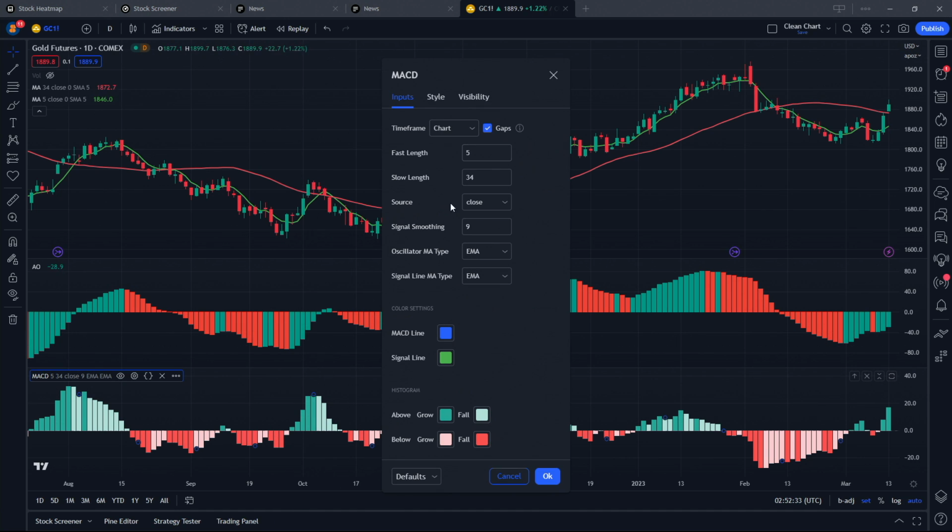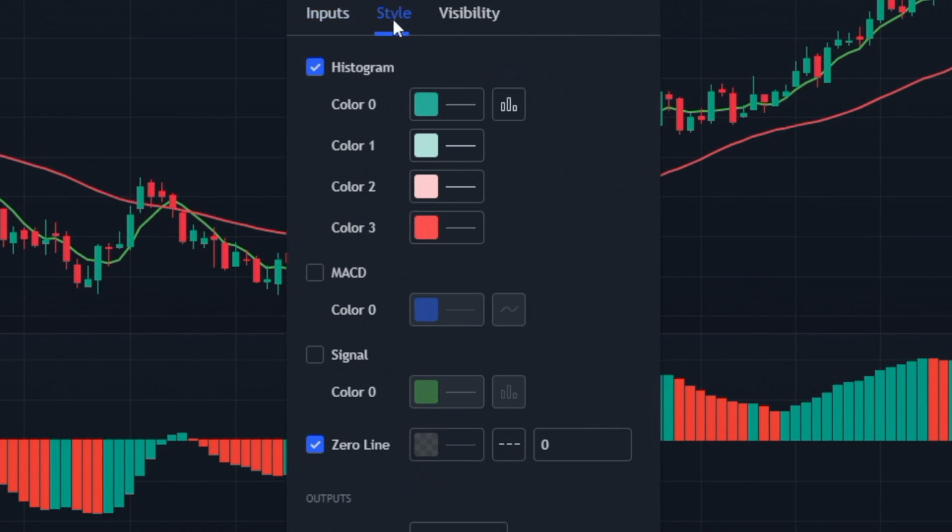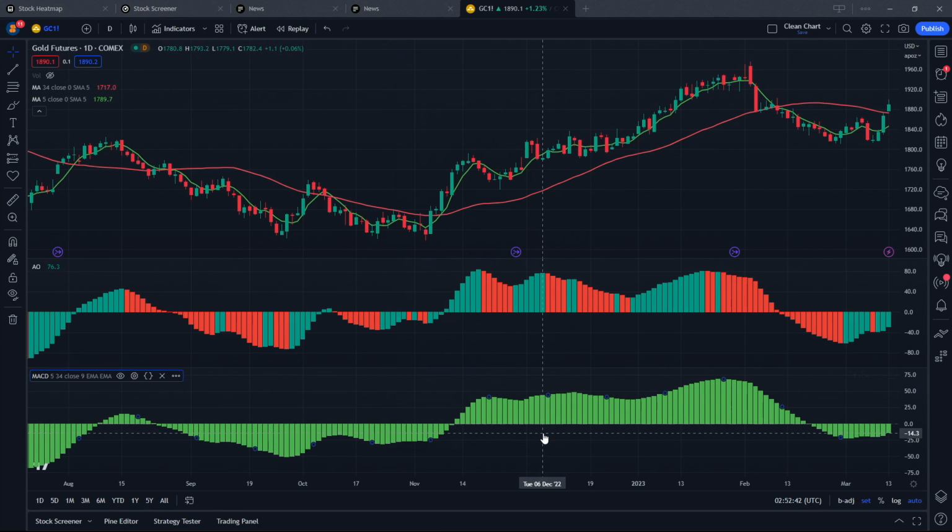So if I double click here, let me switch off the histogram and switch on the signal. So now we can see that the signal is very closely matching the histogram of the Awesome Oscillator, but it's still not the same. And the reason is Awesome Oscillator doesn't use the close for its calculation. In fact, it uses the median.